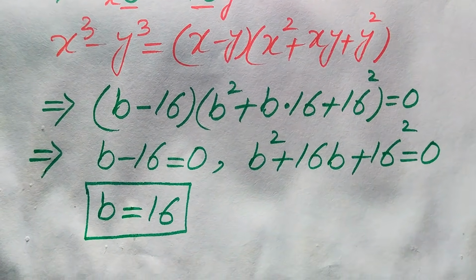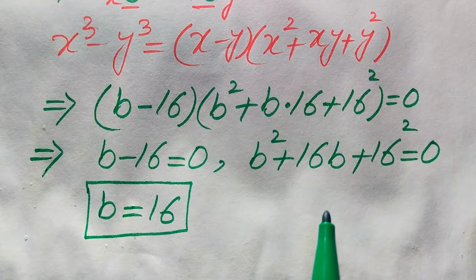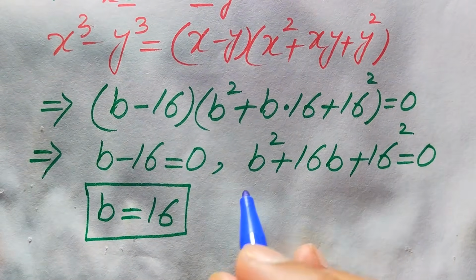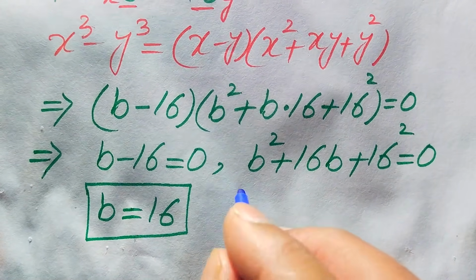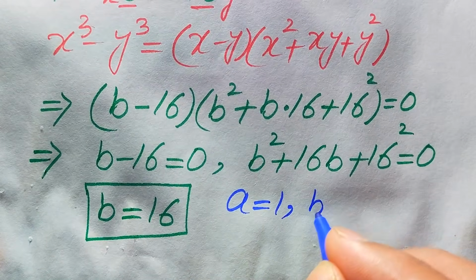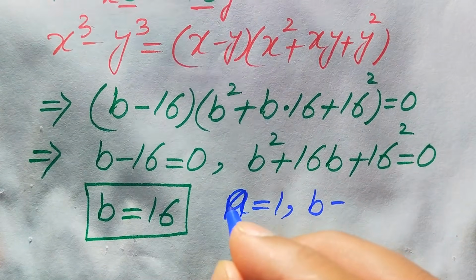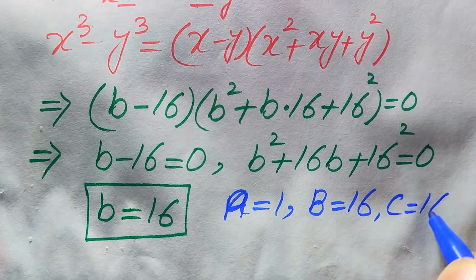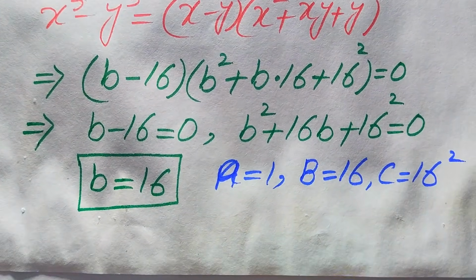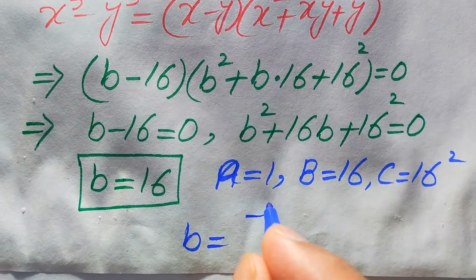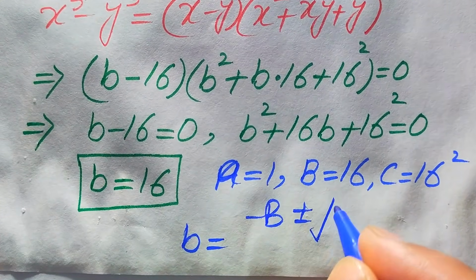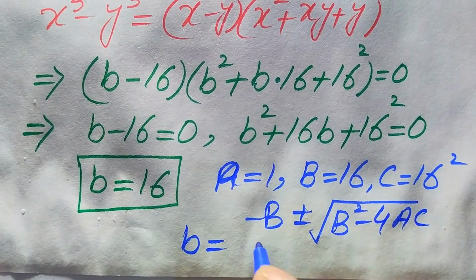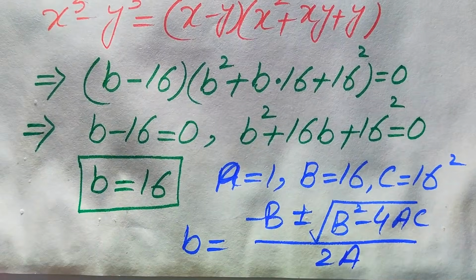And now further in the next step, here you see that this is a quadratic equation, and we need to solve this quadratic equation by using the quadratic formula. So for this we write the coefficients of this equation, and its coefficients are capital A is equal to 1, capital B is equal to 16, and capital C is equal to 16 square. And we state the quadratic formula as b is equal to minus b plus minus square root of b square minus 4 times of ac divided by 2 times of a.